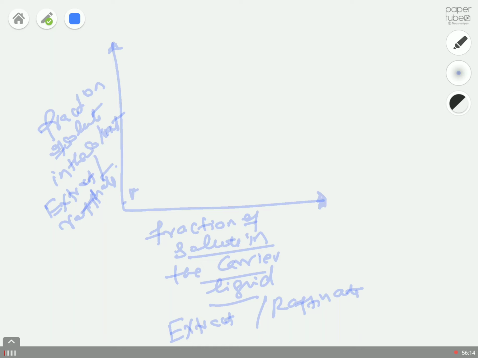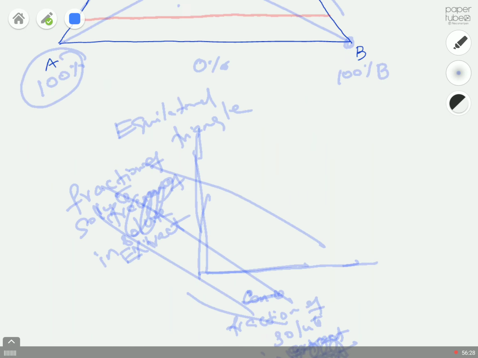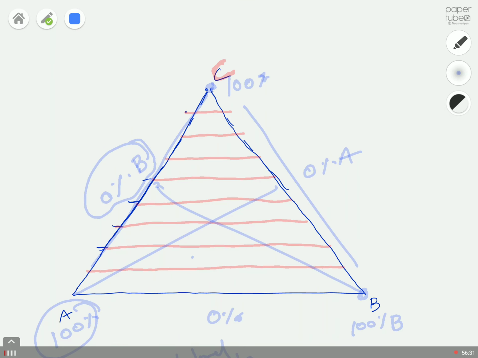So if you plot, you will get something like that. This is just for your raffinate, and something like this is for the extract. Anyway, we will solve this using a problem, but for the moment all you should know is what a ternary diagram is. For that we use an equilateral triangle, or sometimes a right angle triangle, and you should know the meaning. Always try to remember the word CAB, which means your C, the solute, must be on the top, then your carrier liquid A on the left side of your triangle, and your solvent B on the right hand side of this triangle.